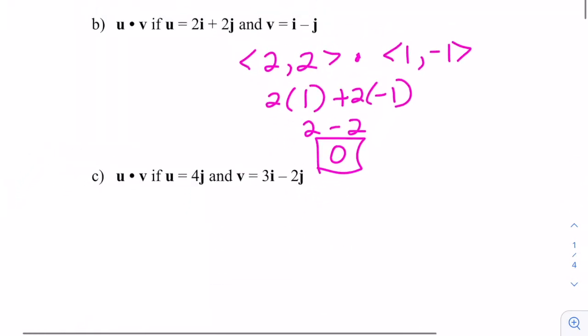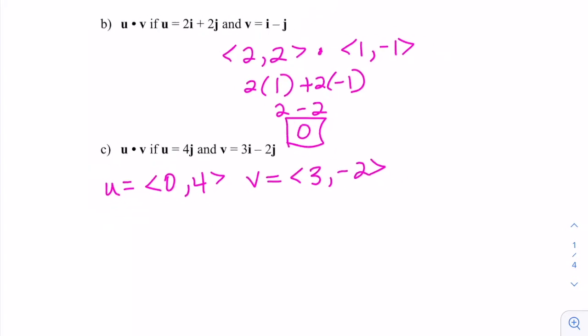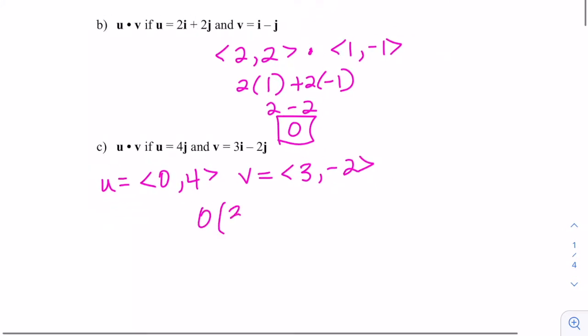All right, let's look at the dot product of u dot v. And here we have in component form, this would be 0, 4, right? Because the j is showing the vertical component. And then v I'll just write as 3, negative 2. So that dot product will just have 0 times 3 plus 4 times negative 2, or just negative 8.